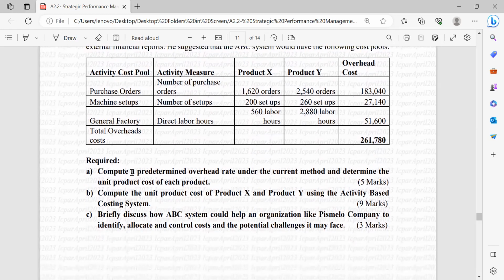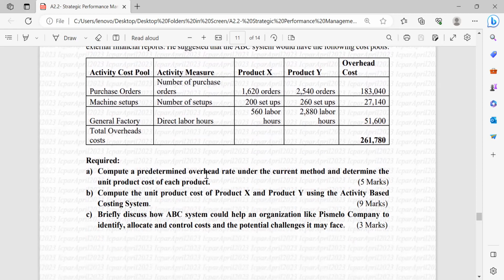Then the requirements. Compute a predetermined overhead rate under the current method and determine the unit product cost for each product, which means X and Y. It's okay by using the current method, and we have seen that the current method is what? It is absorption costing. These are the easiest marks, 5 marks. So this is like a gift the examiner brings, because they want you also to pass. This examiner is good here.